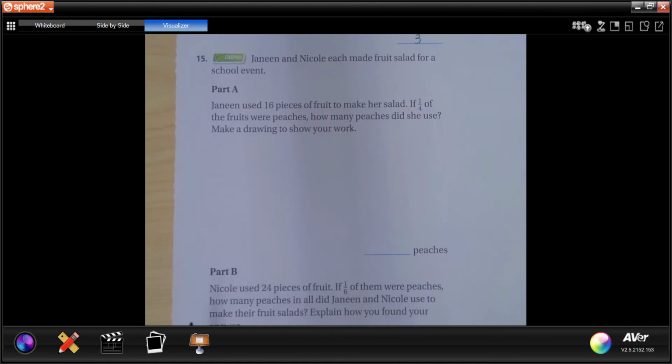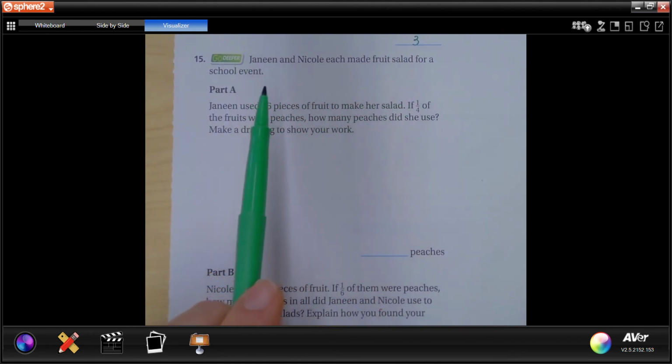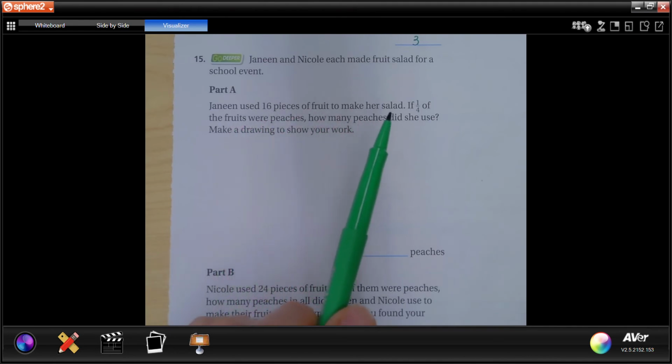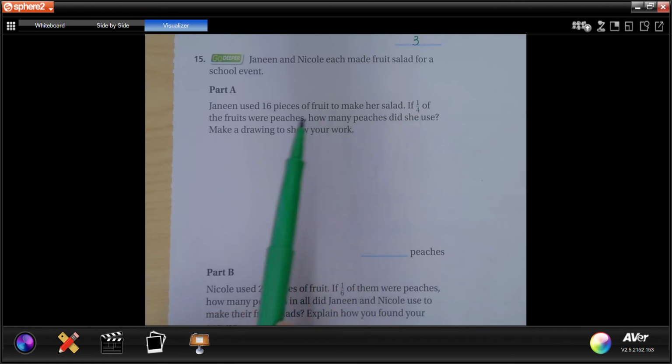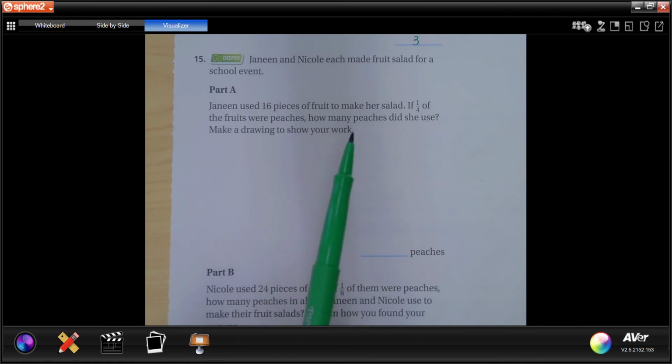Number 15. Janine and Nicole each made fruit salad for a school event. Janine used 16 pieces of fruit to make her salad. If 1/4 of the fruits were peaches, how many peaches did she use? Make a drawing to show your work.